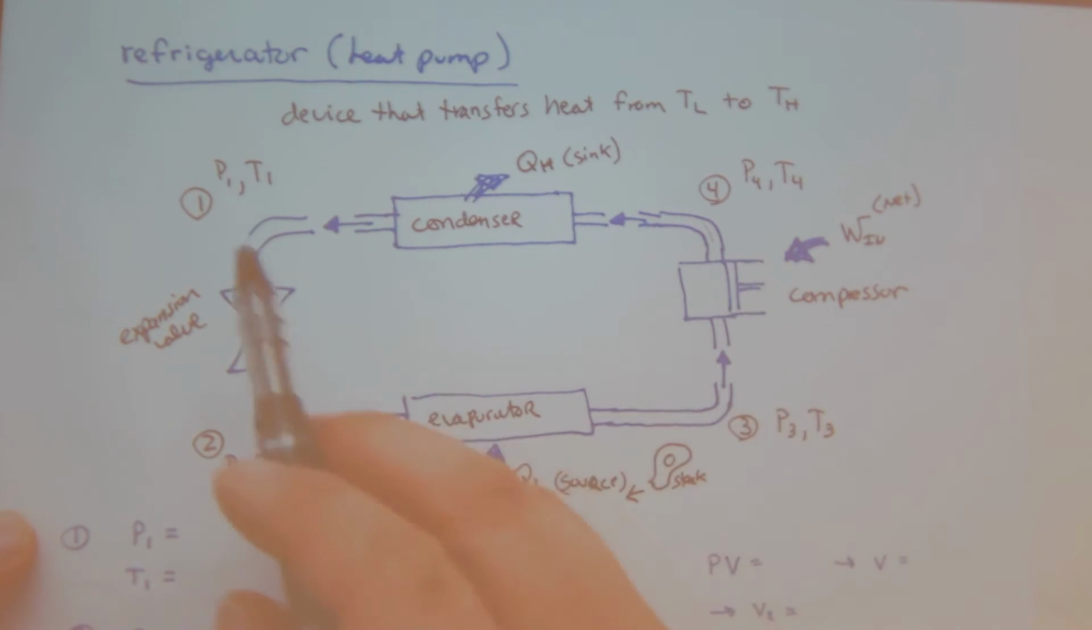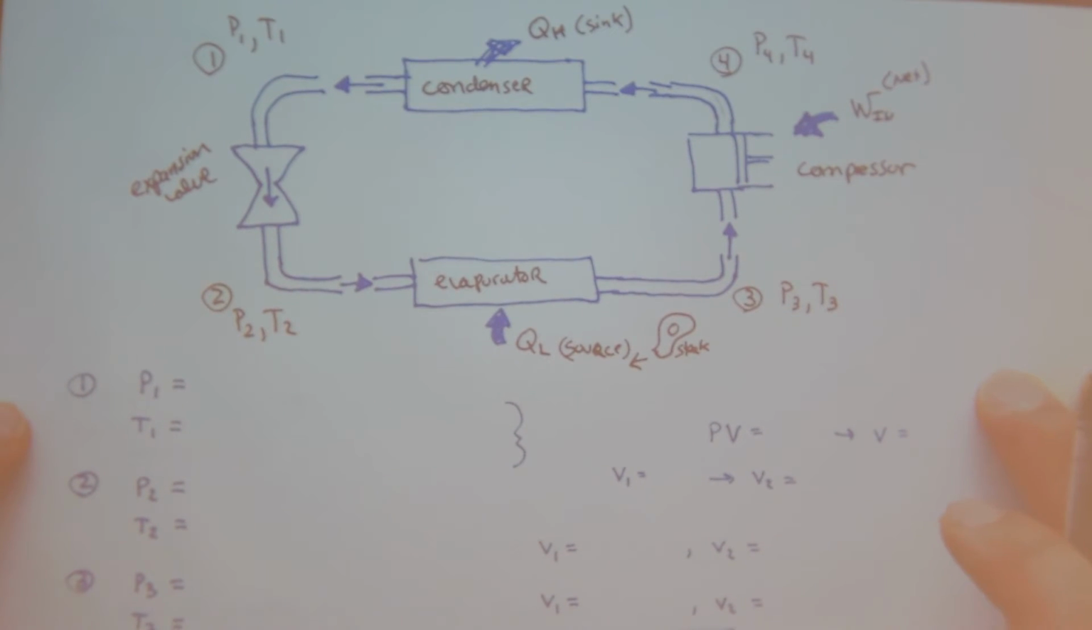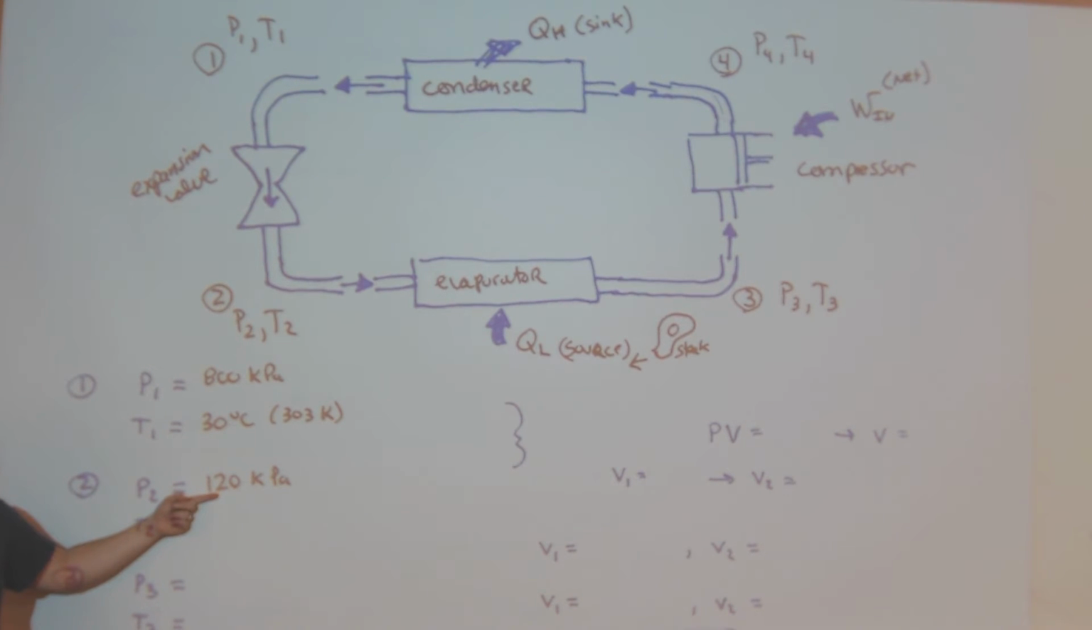So let's just put some realistic numbers associated with each one of these. So P1, say 800 kilopascals, 30 degrees C, or 303 Kelvin. P2, 120 kilopascals. So 120 kilopascals corresponds to what at sea level? How many atmospheres is this? Was it 100? Was it like 101? Yeah, so it's 101.1 kilopascals equals 1 atmosphere.